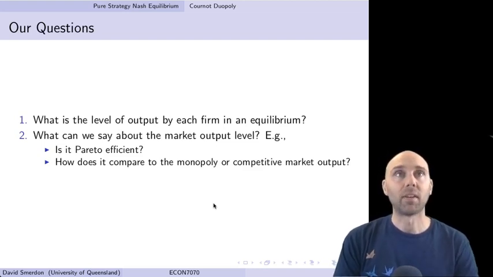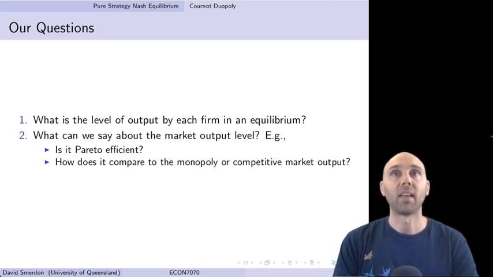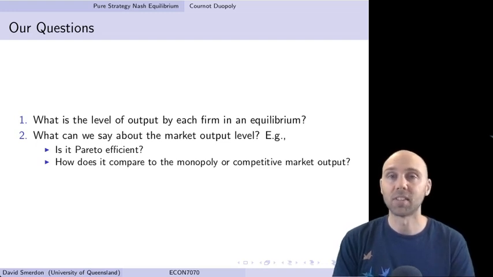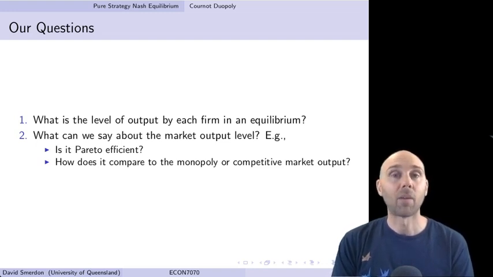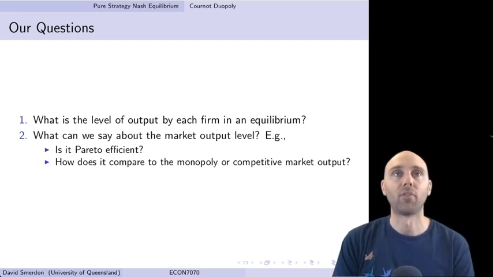The questions that we need to answer are, what is the level of output by each firm in an equilibrium? And what can we say about the market output level? For example, is it Pareto efficient? Remember, Pareto efficiency talks about whether or not any agent can be made better off without harming any other agent. So it's a very fundamental definition of efficiency. And the second question is, how does it compare to the monopoly or the competitive market output?